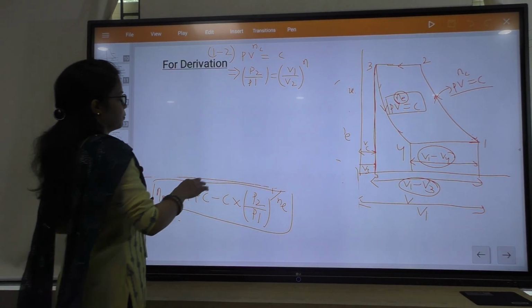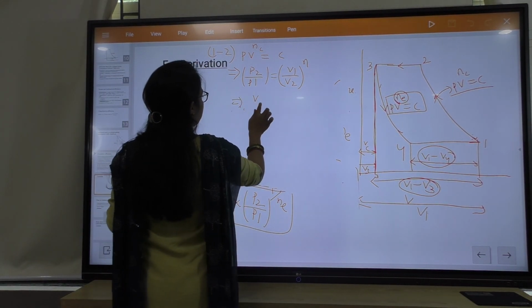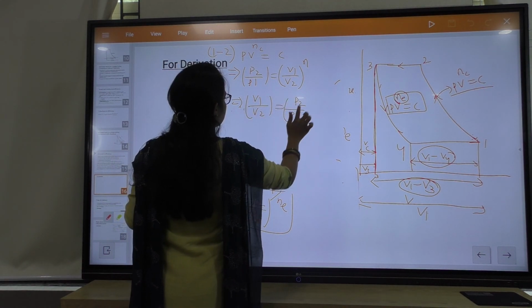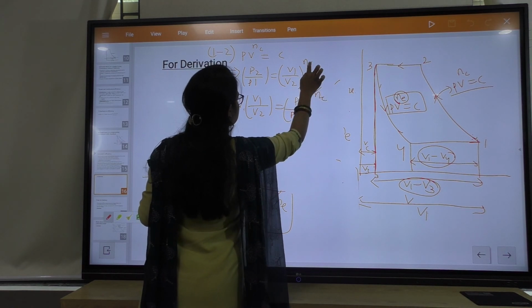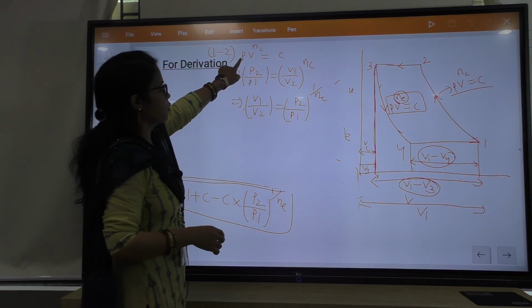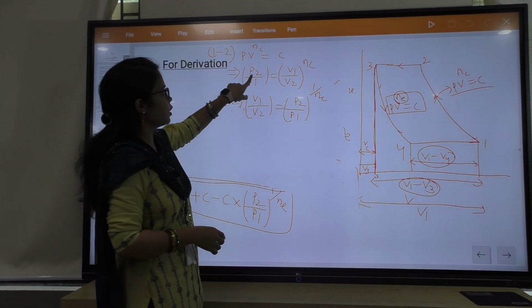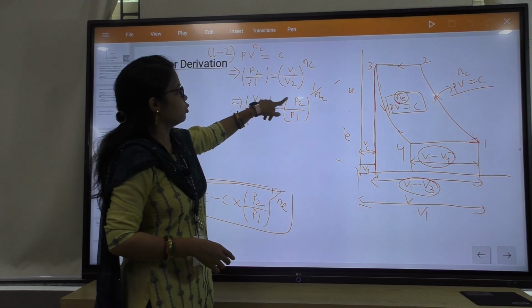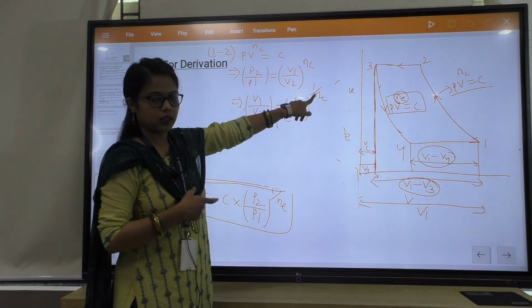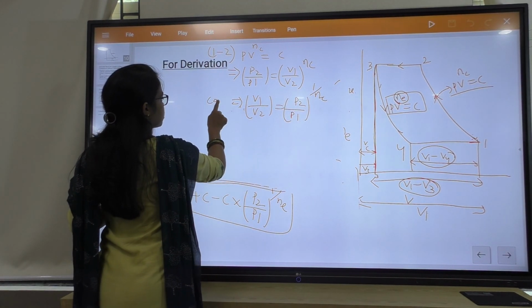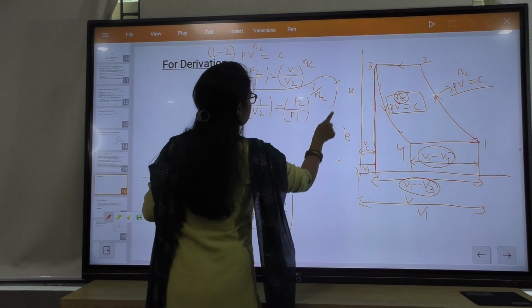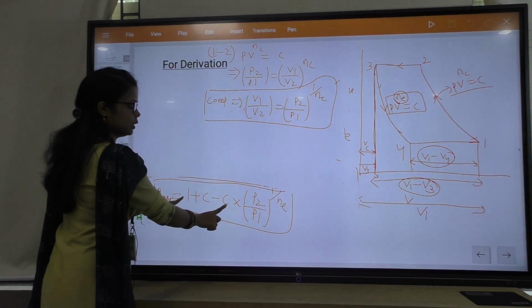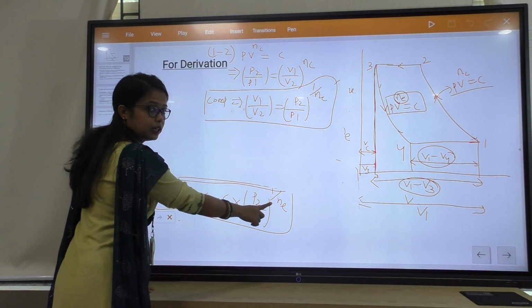So V1 by V2 is equal to P2 by P1 to the power 1 by Nc. If we are considering 1 to 2 process, P2 by P1 is equal to V1 by V2 to the power Nc. So V1 by V2 is equal to P2 by P1 to the power 1 by Nc. Clear? This is from the compression process. So here in this final derivation, what was the formula? 1 plus C minus C into P2 by P1 to the power 1 by Ne.